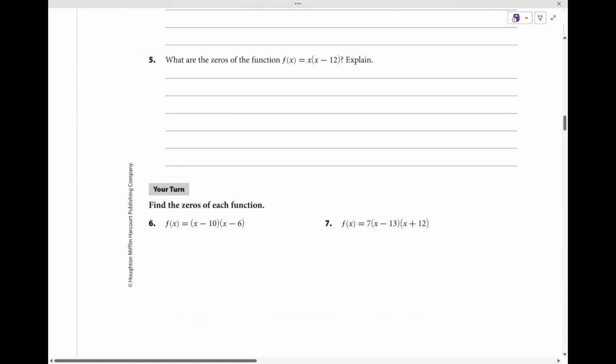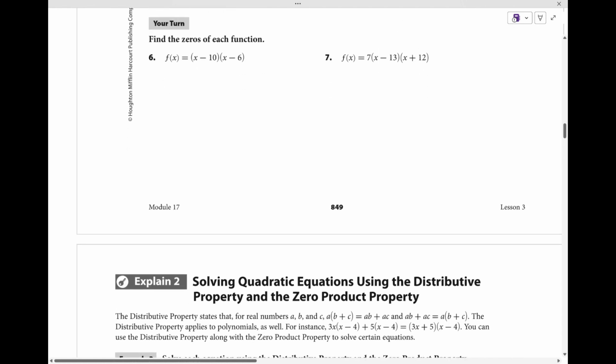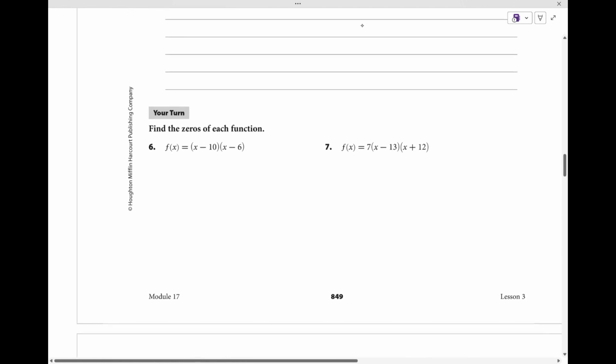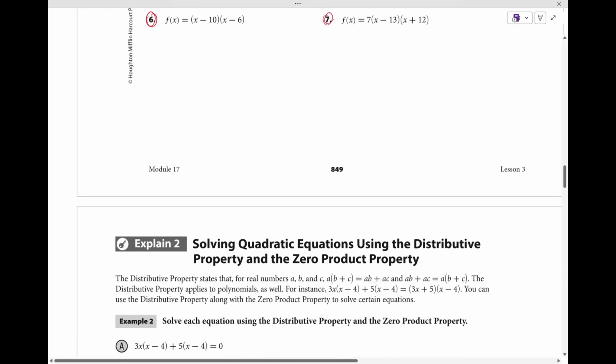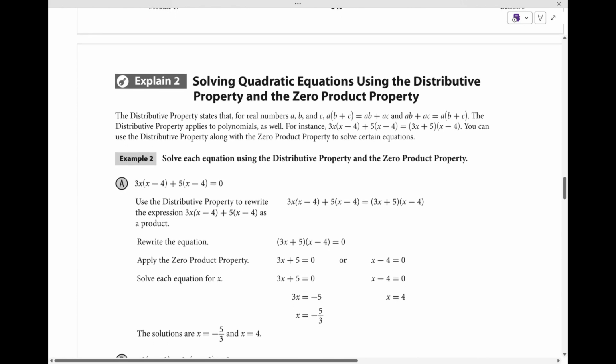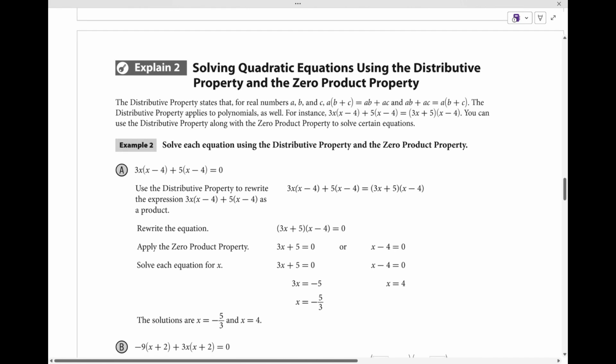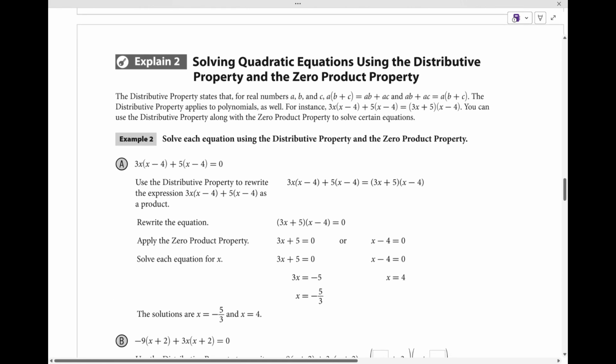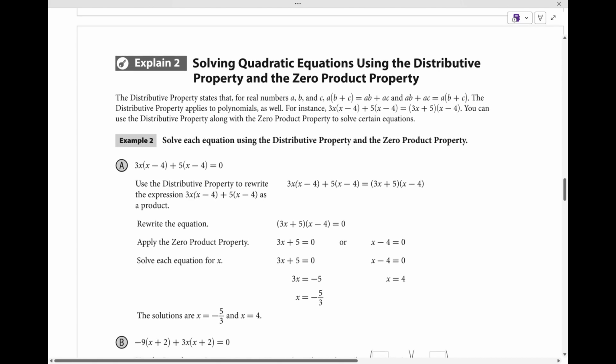Okay, it's really, really important. Usually I don't emphasize this a lot, but it's really important to do these practice problems 6 and 7. Alright, so, assuming you did that, we can move on to the next part.